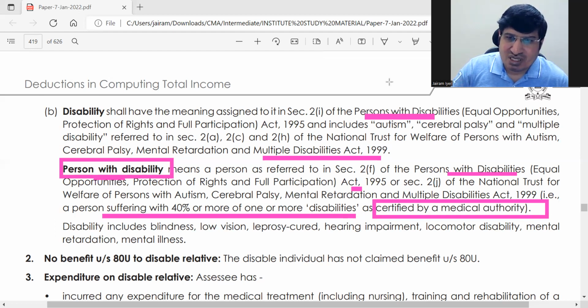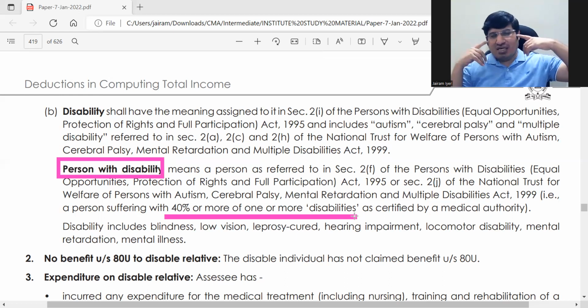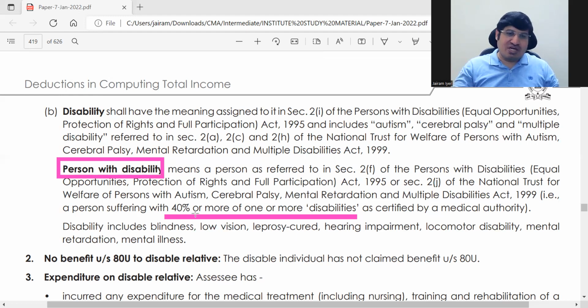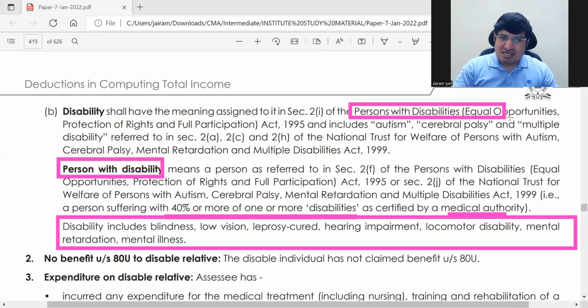We saw person with disability above. The Persons with Disabilities Act is for persons with disabilities, who will be called a person who has 40% or more of one or more disabilities, because sometimes he will have different disabilities. Say he is blind in one eye and deaf in one ear, so there will be a percentage assigned to it. So the total should be 40% or more of disabilities certified by a medical authority. You do not need to remember all of these. You will be given that it is a disability under this Act.